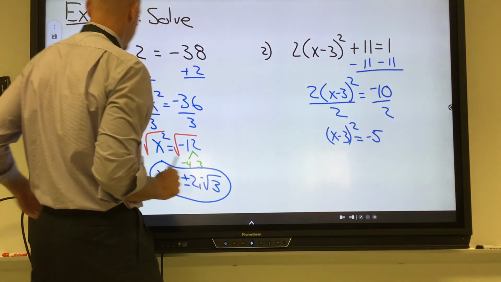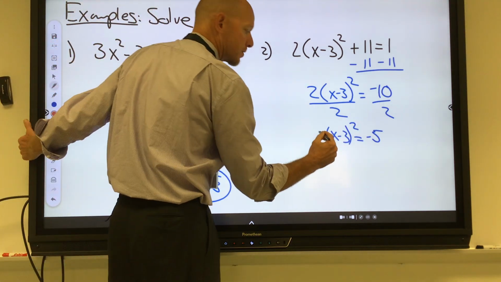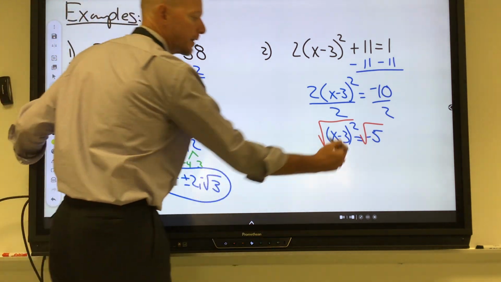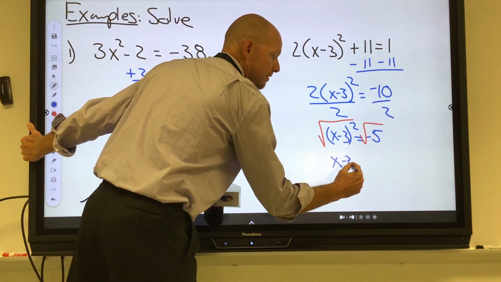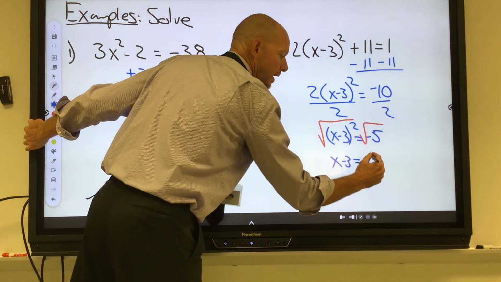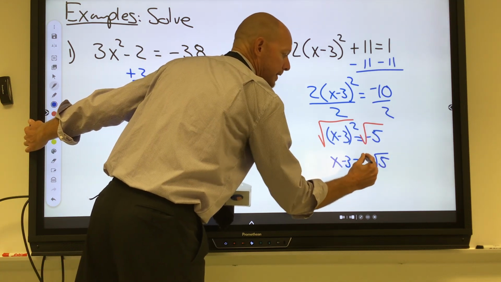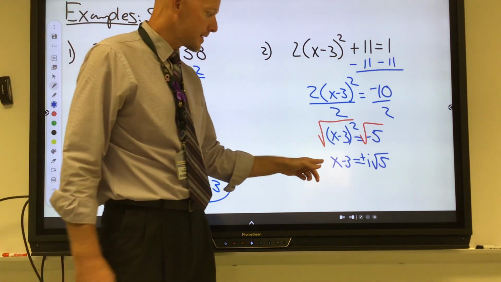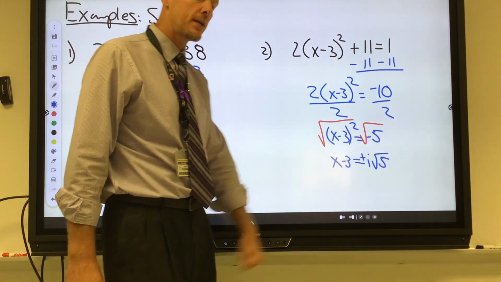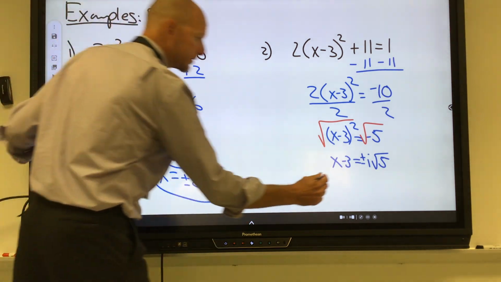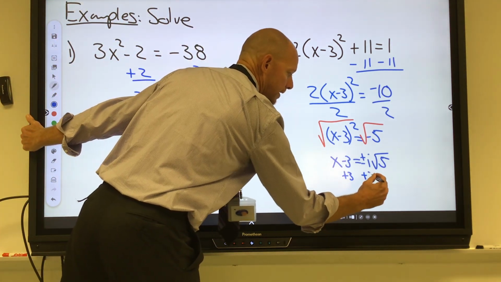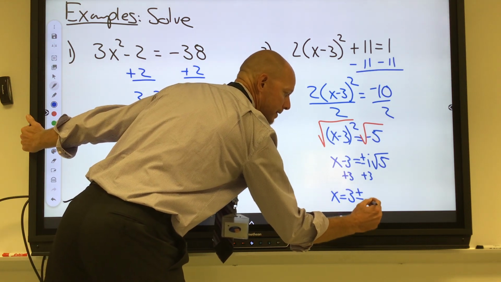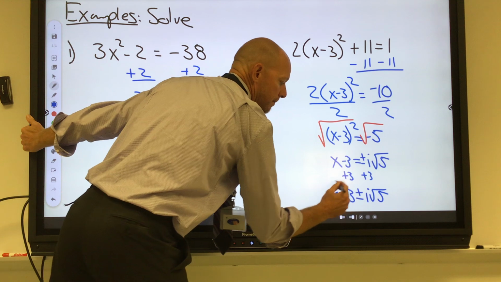And now at this step, you can see that again, we have something being squared, so I'm going to take the square root of both sides. On the left, that's going to result in x minus 3. On the right, this would be i square root of 5, but again, don't forget the plus or minus. Now we're not done yet because I have the term of negative 3 along with the x. So my final step is going to be to add 3 to both sides, resulting in x equals 3 plus or minus i square root of 5.